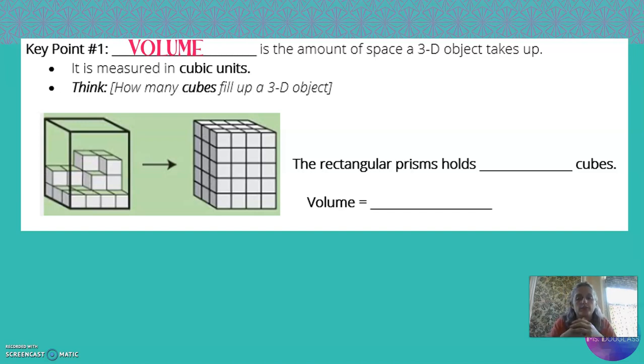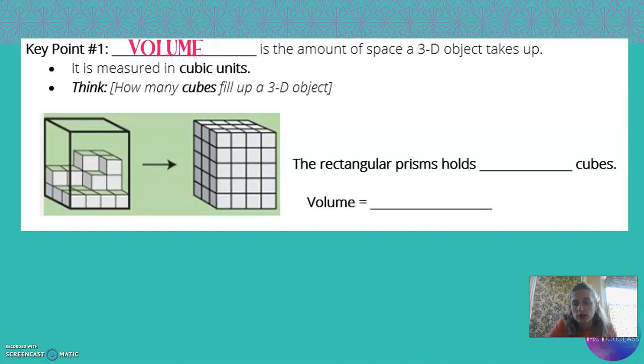So when we think about volume, we're thinking about if I have this shape, and today our shapes are all rectangle bases or square bases. If I have this shape, this rectangular prism, how many little cubes can I drop inside and use to fill it all up? So if we look at this one here, we can count.